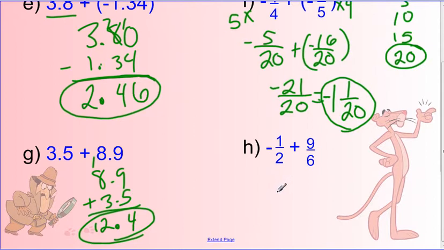Lastly, letter H. We have different denominators. For a common denominator, you count by the bigger number until you find one the bottom one goes into. Does 2 go into 6? Yes. 6 is the common denominator. So this guy does not change. It stays 9 over 6. This one, we have to take times by 3, because 2 times 3 is 6. 1 times 3 is 3, and don't forget your negative.